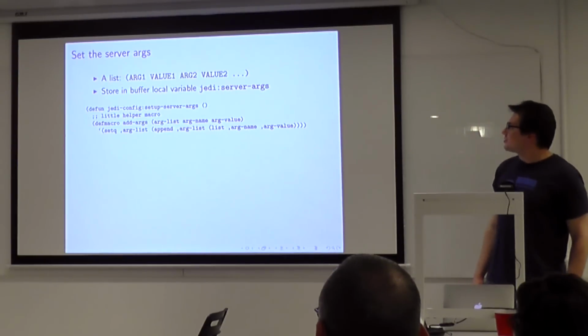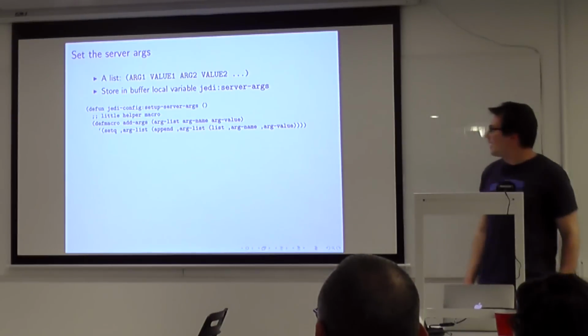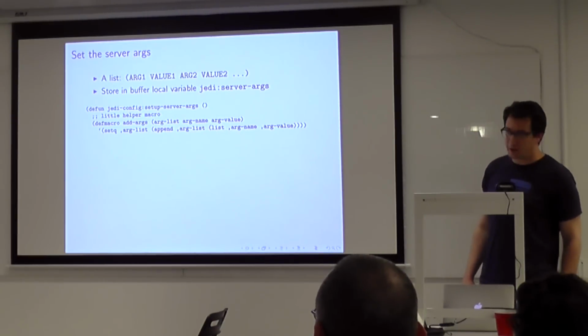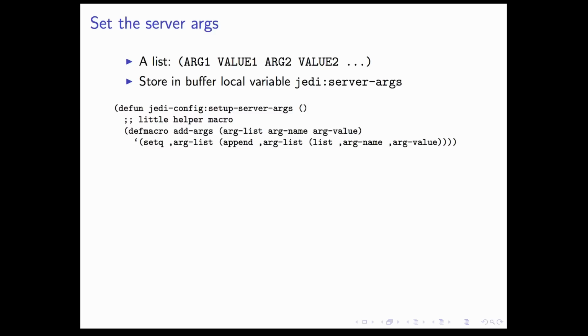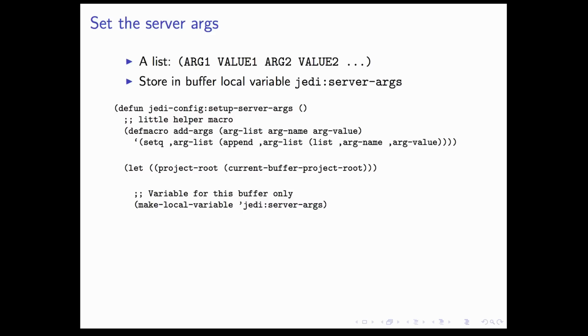And now it's left to set the server arguments. So I have a little macro that just adds 2 elements to the end of a list. If you guys are really curious, we can go to more detail later, but it's just a simple little helper function to make the rest a little bit more readable. And then I use my current buffer project root file to define a variable called project root in the context of this Jedi config setup server args function.